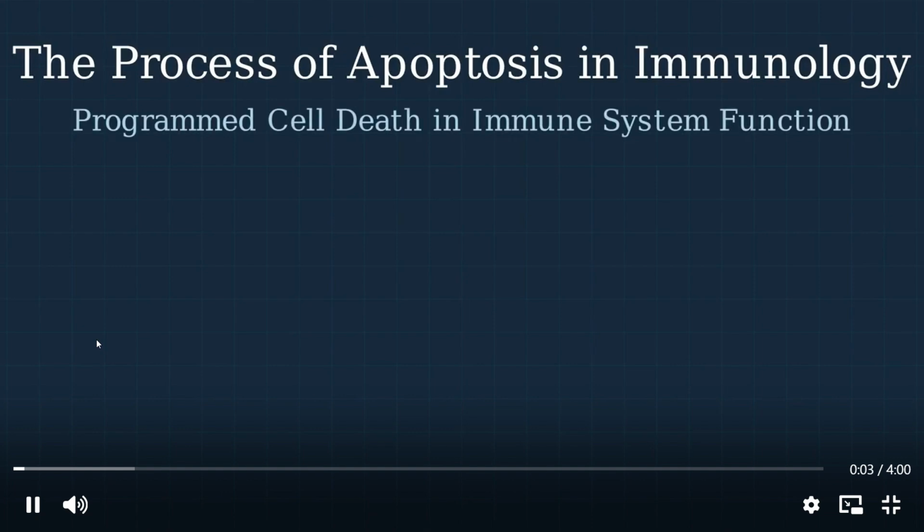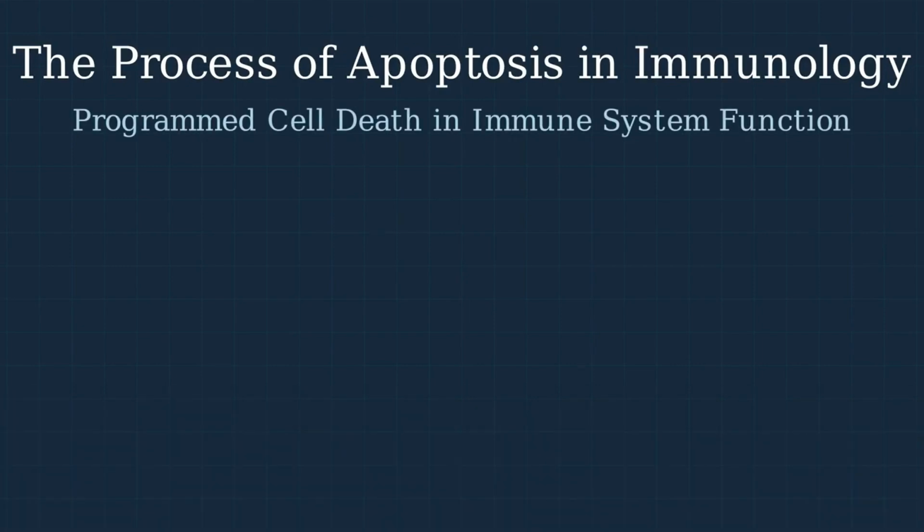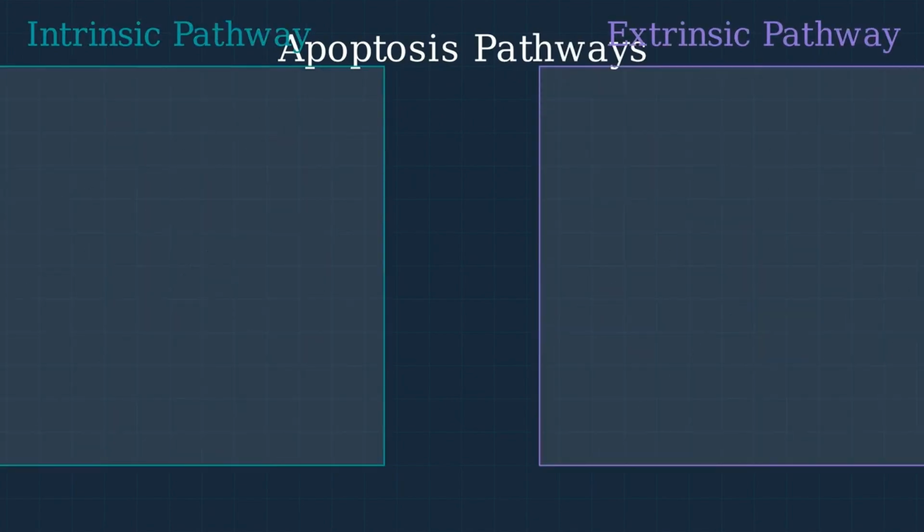Cell death essential for immune system function. Apoptosis can be initiated through two main pathways, intrinsic and extrinsic.